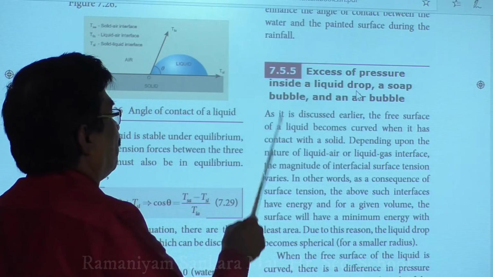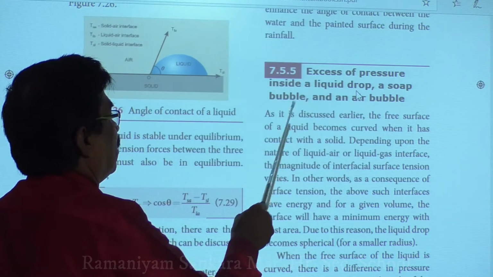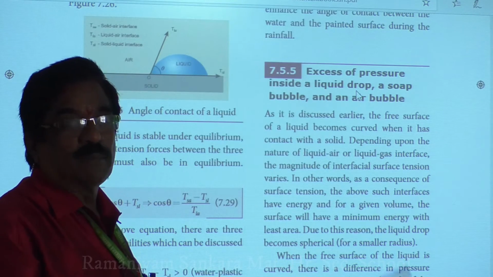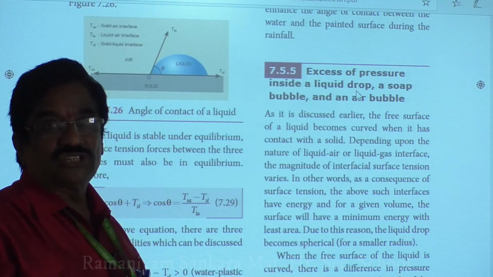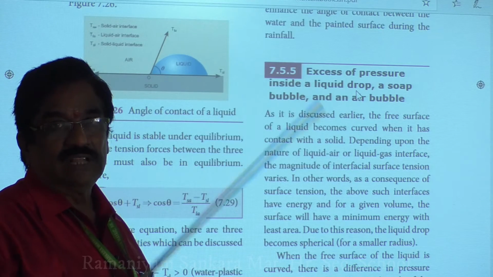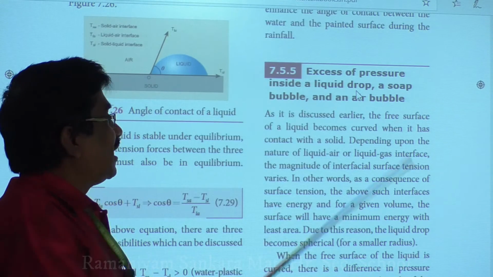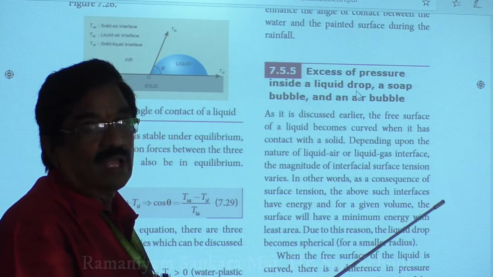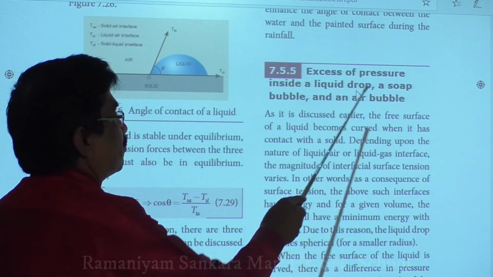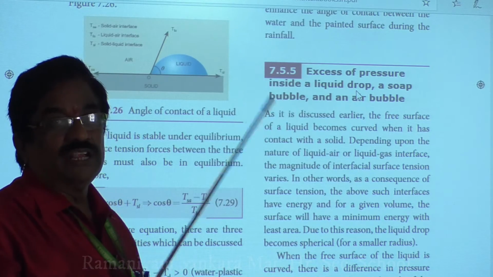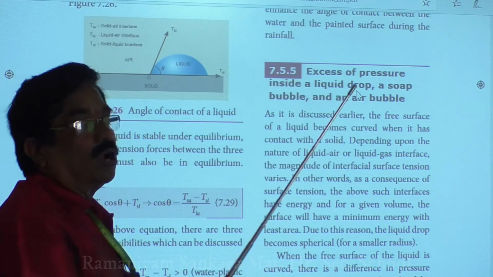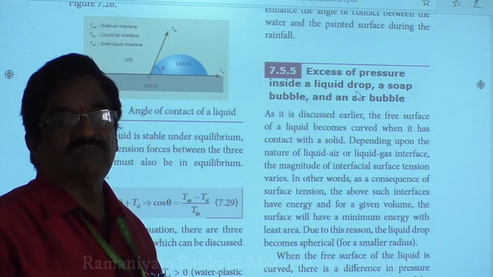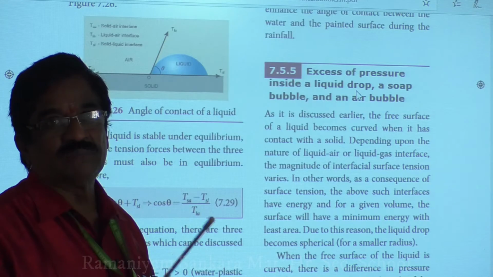Now come to excess of pressure inside a liquid drop, a soap bubble, and an air bubble. All three are there. What is excess of pressure? The atmospheric pressure and the inside pressure, then subtract; that is called excess of pressure. What are the three things? Liquid drop, soap bubble, and air bubble. Here remember, in each case, the number of surfaces in contact: there are two surfaces, inner surface and outer surface, or only one surface.